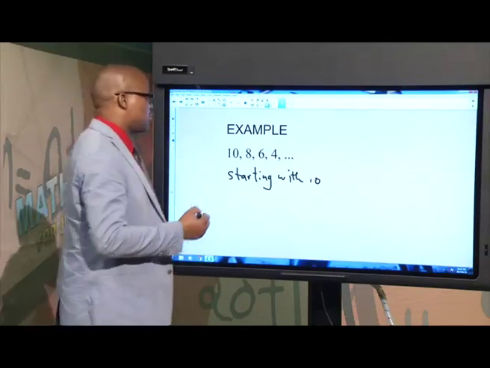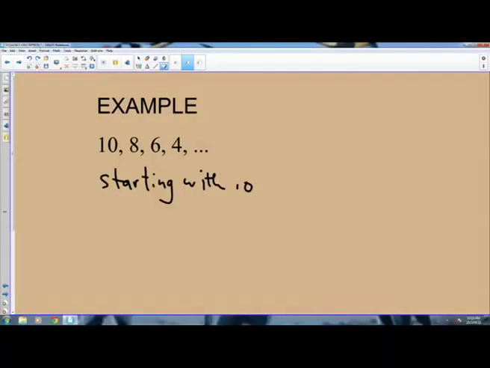So starting with 10, you subtract 2. Starting with 10, subtract 2. So we can see when we subtract 2 from 10, it will be 8. 8 minus 2, 6. 6 minus 2 is 4. Then the sequence continues. Then what will be the next two terms within this sequence?